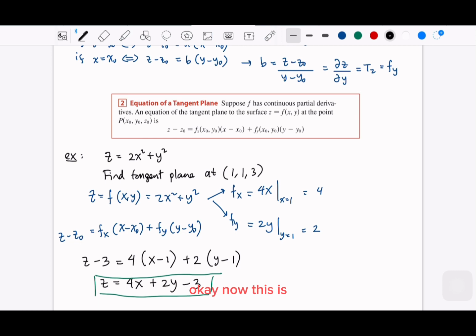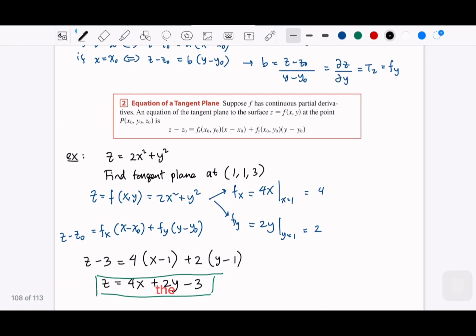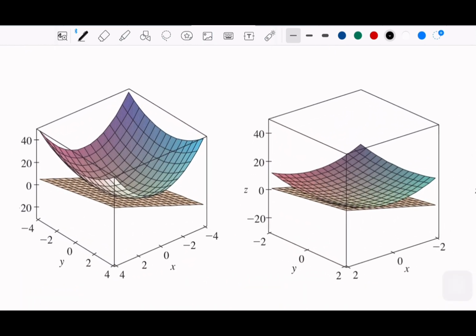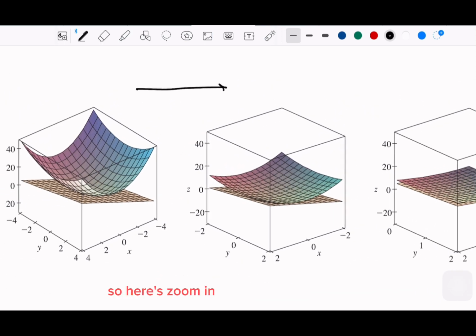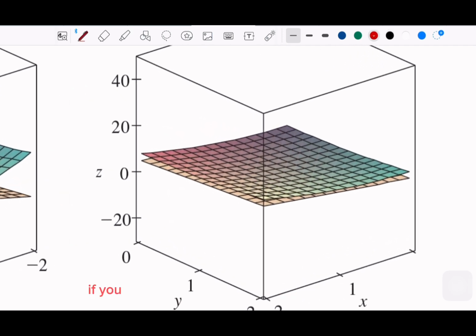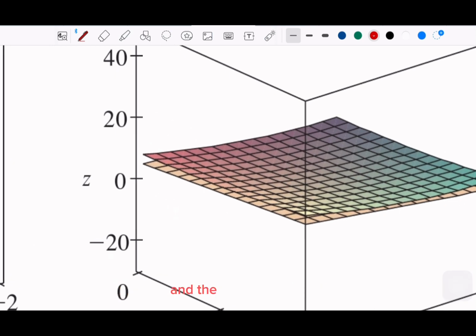So this is the equation of the tangent plane from the surface function. Okay, now this is the elliptic paraboloid, right? And this is how it looks if we take the graphs. So that's our tangent plane, and this is some segment of the surface, the elliptic paraboloid. And if we take a closer look, so we zoom in, and another zoom. If you have the textbook, you can see that if you take a look at the gap between the surface and the tangent plane, the gap is getting closer together.